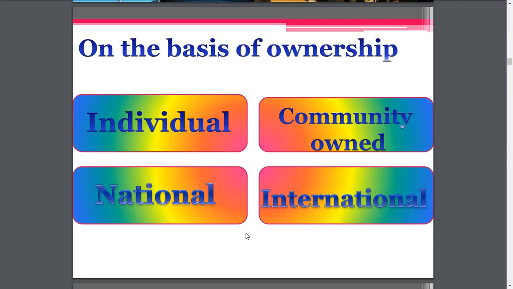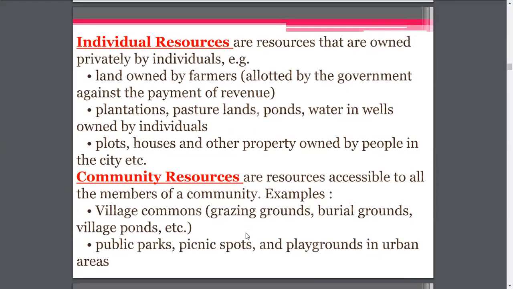And what is individual? Individual resources means those resources which are owned by individuals. For example, we are having a field or a farm. We are having a house. We are having a vehicle. We are having a property. That is all our individual resources. We can also say mobile, our own laptop. They are our individual resources.